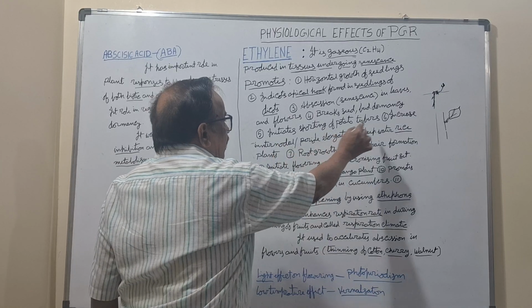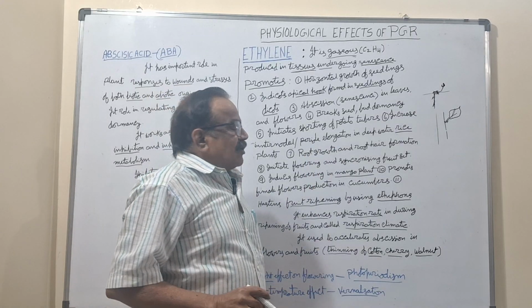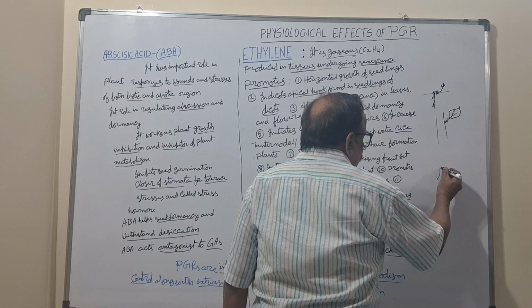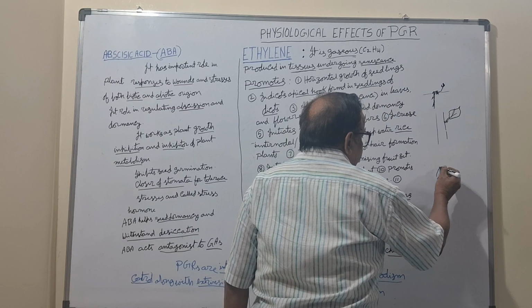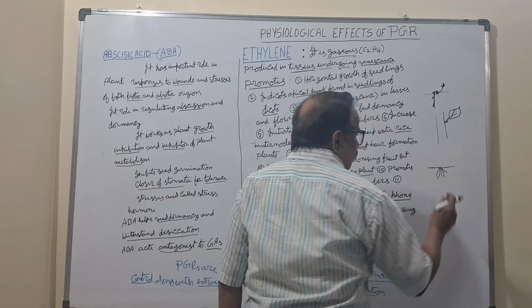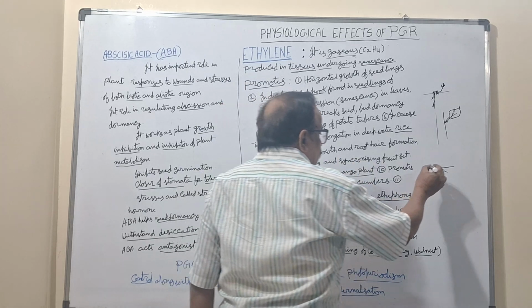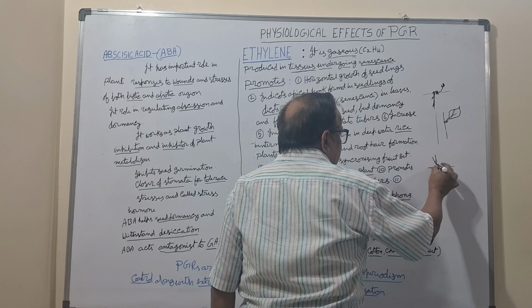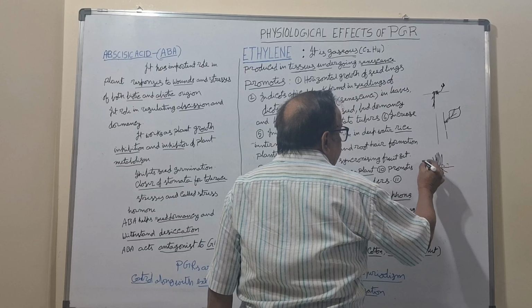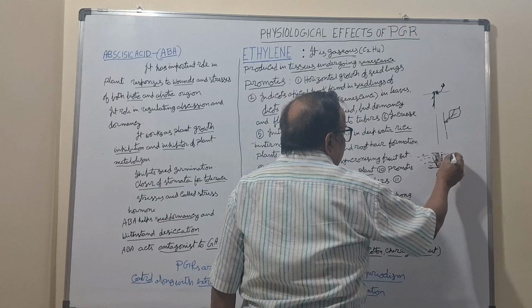And next will be the increase in internodal and petiole elongation in deep water rice. What is this? Rice is a semi hydrophyte. It can grow in the water and it can grow in aerial condition also. So when the rice plant is like this, the water is present. When floods come and more water comes, the entire plant will be submerged in the water.